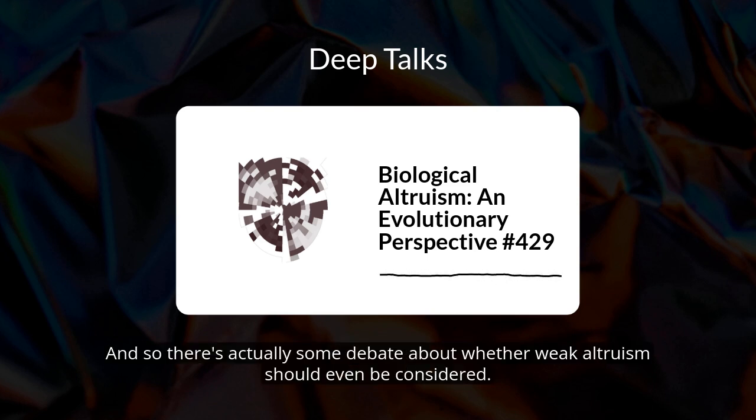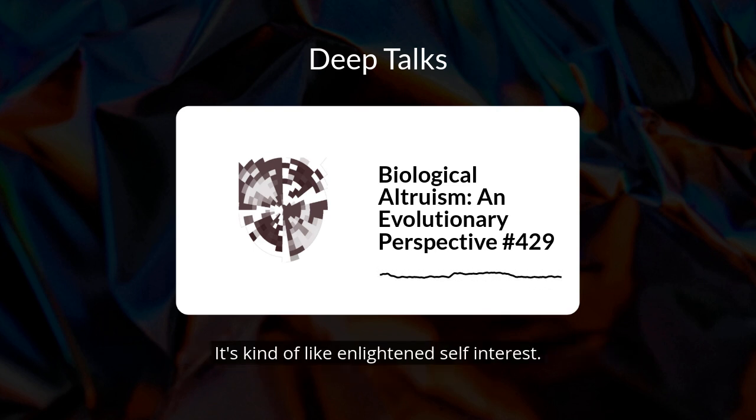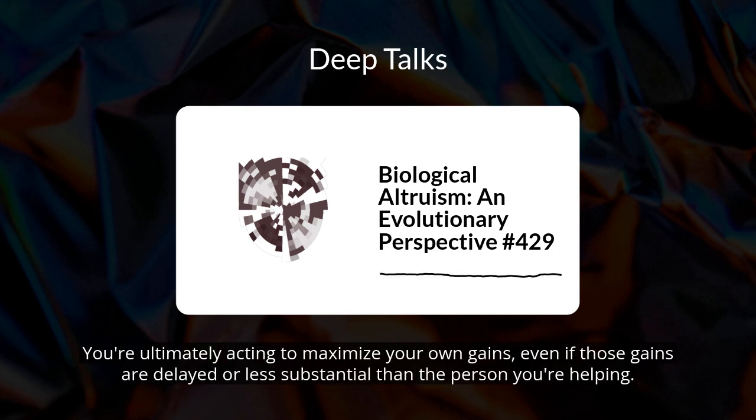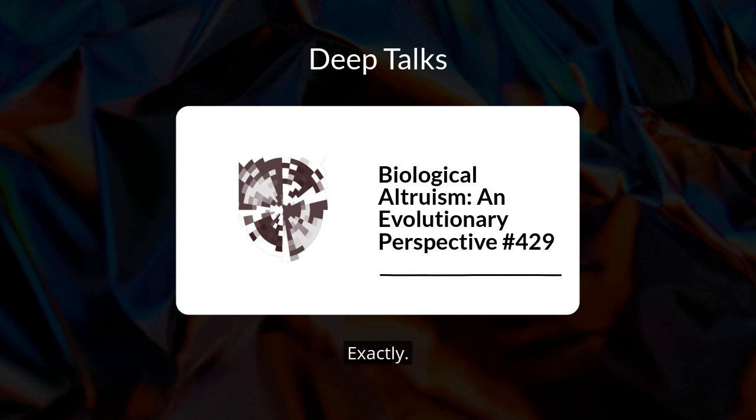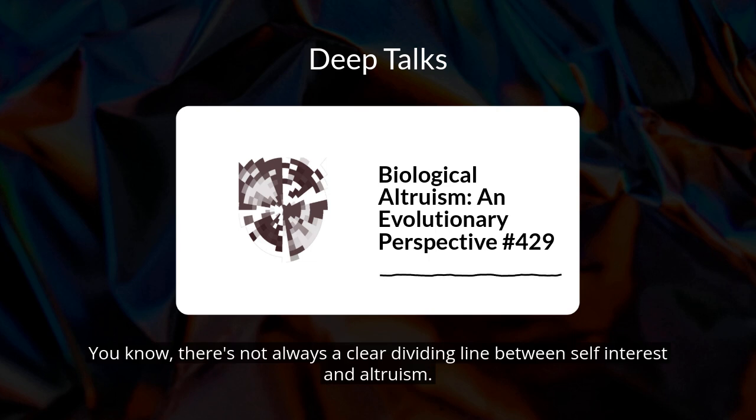And so there's actually some debate about whether weak altruism should even be considered, because it's beneficial to them to do it. It's kind of like enlightened self-interest. You're ultimately acting to maximize your own gains, even if those gains are delayed or less substantial than the person you're helping. So it's a bit of a gray area. Where do we draw the line then? That's a good question, and I don't think there's an easy answer. Is it a spectrum? I think it is more of a spectrum. There's not always a clear dividing line between self-interest and altruism.